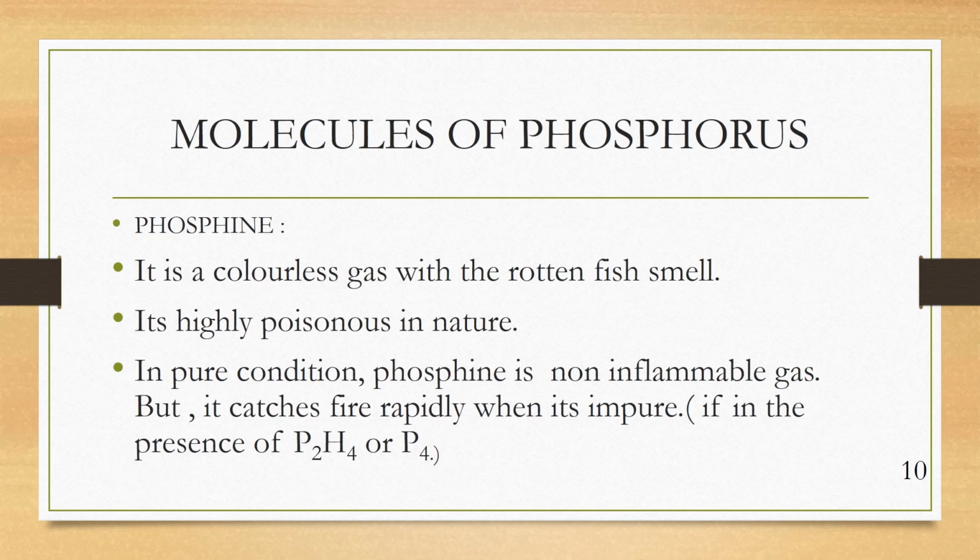Phosphine gas catches fire abruptly only when it is impure. Under pure conditions, you find that it is a non-inflammable gas. It catches fire rapidly in the presence of white phosphorus or P2H4.